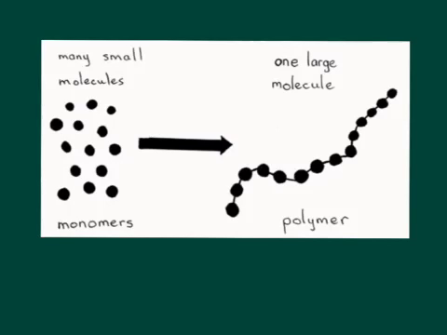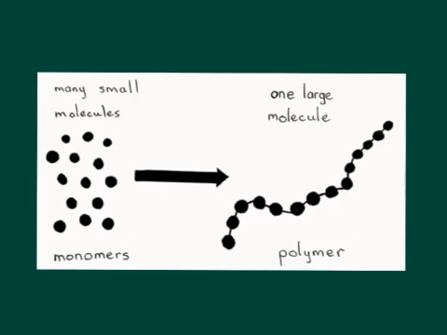So as you can see from the picture, monomers are small molecules which can join up with other identical molecules to form polymers. A polymer is a long unit which is made up of many repeating units of monomer.